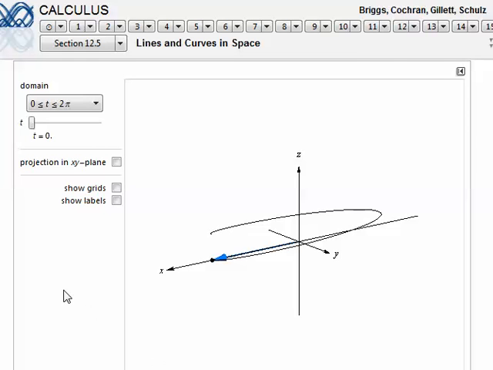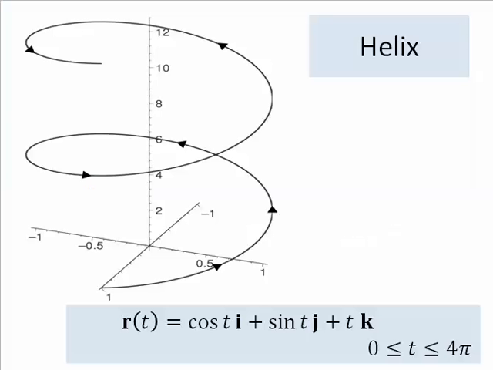In the e-book, they will show us the helix for time going between 0 and 2 pi. So as time increases, my object is going around, but it also increases in height, so that when it gets back to the x-axis, it's above the x-axis. It's a little more fun to see it done with a time period of 4 pi.